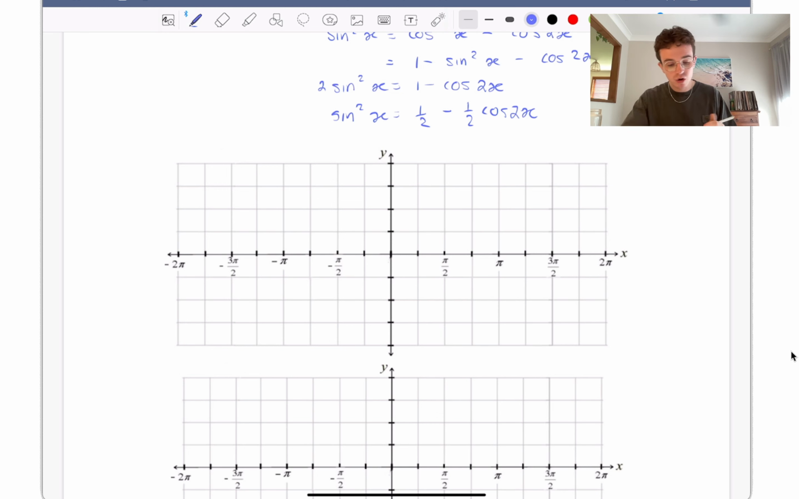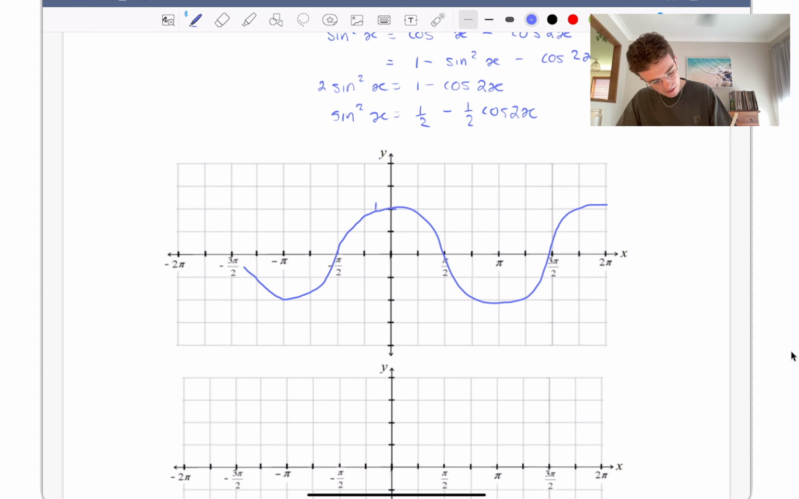So let's look at cos of 2x. Cos of x. Cos of x looks something like this. If that's 1 and this is minus 1, and we go down as well, come back up, and then go up like that. That is cos of x there.